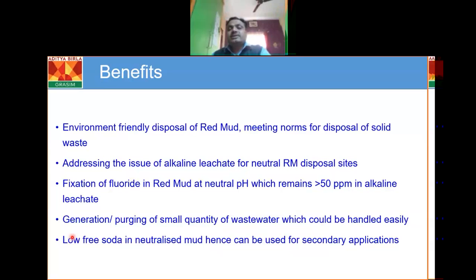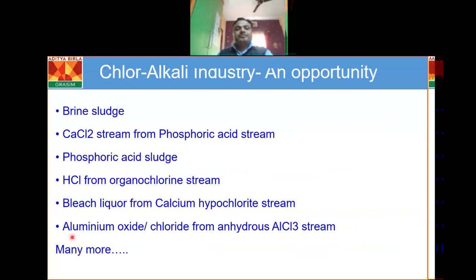I showed that for this plant, the quantity of wastewater generation was 3000 meter cube per day if we neutralize the complete wastewater with red mud. And due to recycling of the process, the wastewater generation was only 100 meter cube a day. So it is a 30 times reduction in wastewater generation. And whatever wastewater we generated was rich in salt, so we can recycle it back to the chloralkali process and recover the value of both caustic and chlorine.